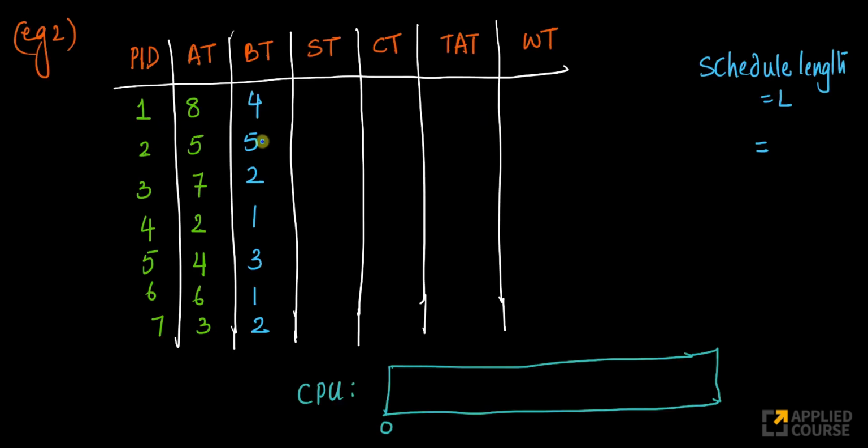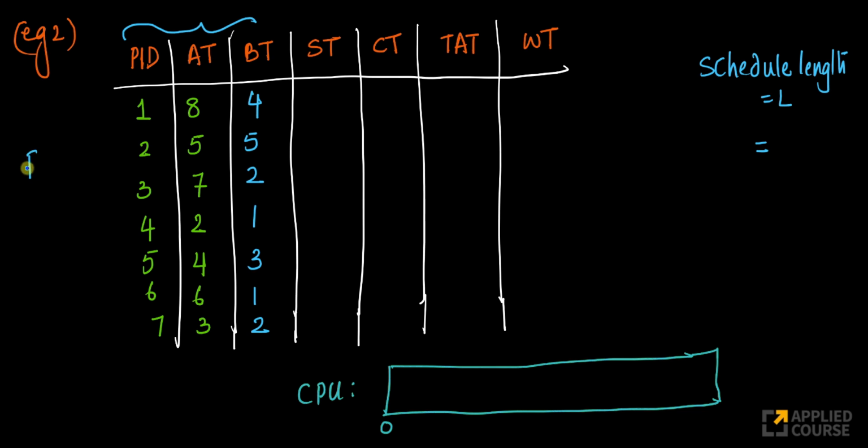Now let's look at one more example. Slightly different example. Let's see how the whole thing works. Again, this is my Gantt chart. Here I am also filling in all the rest of the details. What are the 3 things that I'm given? I'm given process ID, arrival time, and burst time.